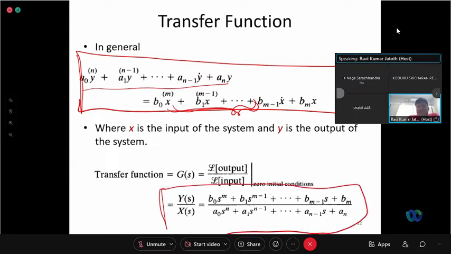Then when you apply Laplace transform of this, then the transfer function, this is a generalized transfer function, which can be written as b0 s^m plus b1 s^(m-1) plus up to b(m-1) s plus bm, by a0 s^n plus a1 s^(n-1) plus an-1 s plus an. So this is the generalized transfer function, if you have a system governed by nth order differential equation. So is this understood now?